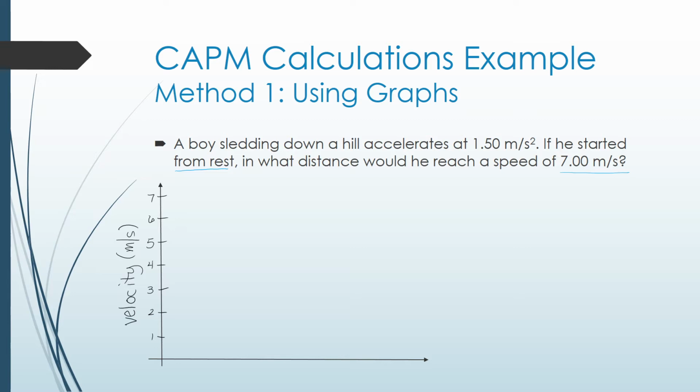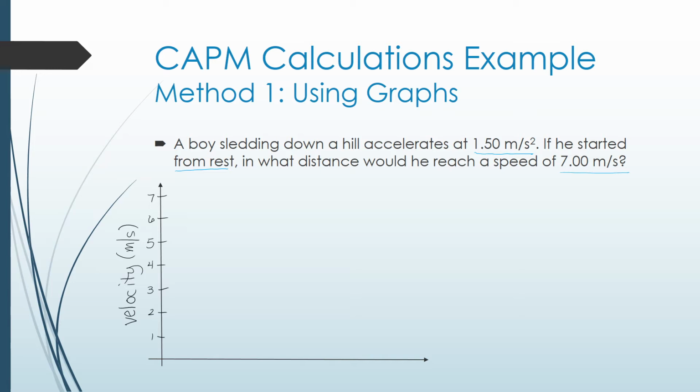Another piece of information that's going to be really important to us is the acceleration, 1.5 meters per second squared. That tells me that for every second, the velocity increases by 1.5 meters per second. So that's going to give me a little bit of an idea of what I can do for my time axis. So after 1 second, the speed will be 1.5 meters per second. After 2 seconds, it would be 3 meters per second. After 3 seconds, it would be 4.5 meters per second, and so on and so forth.